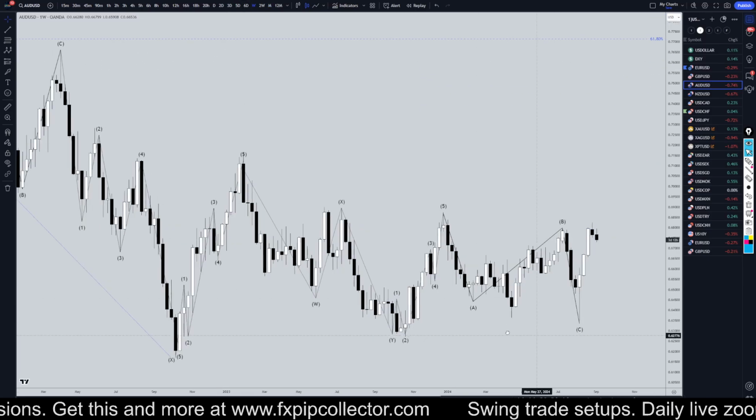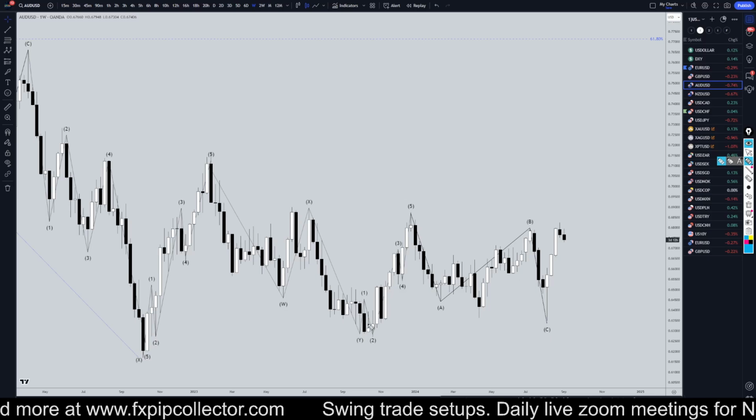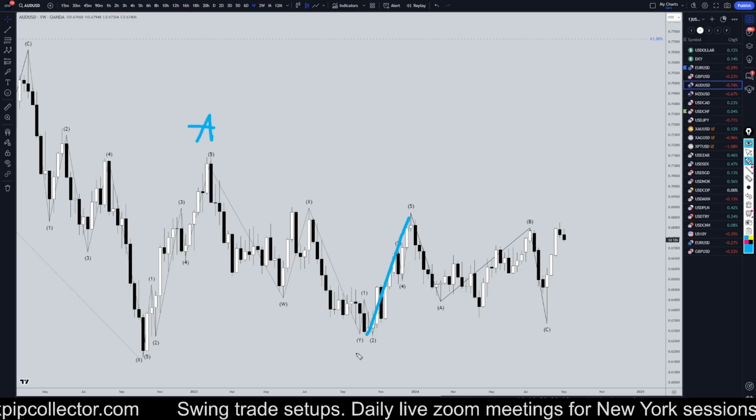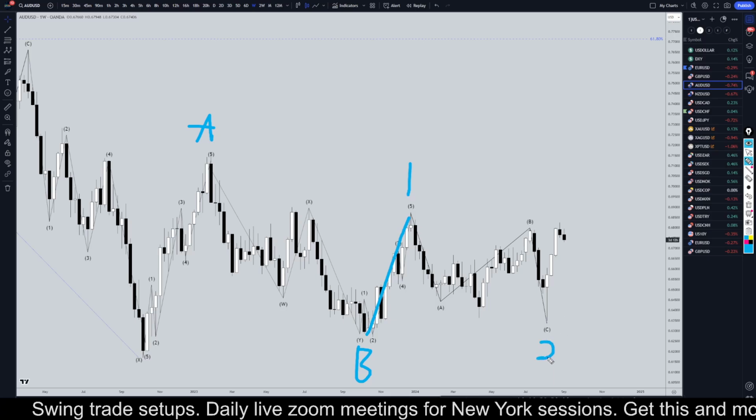So taking it down to the weekly time frame, I still think this seems very clear that it's going up. I think this right here is already part of the wave C. So this is the A, this is the B. That makes this a wave 1. That makes this a big ABC of 2.